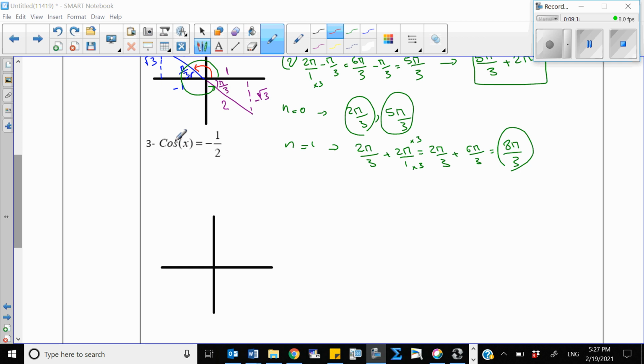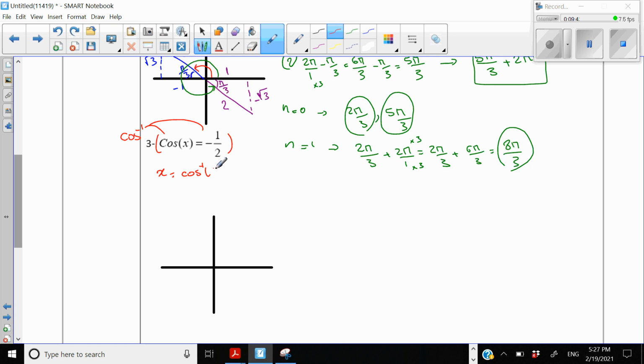Okay, so in this case, we have cosine of angle of something is equal to negative 1 over 2. So we're looking for x. To find x, I am going to take the inverse of both sides. So apply that. These two cancel each other, so I'm going to have x on one side and on the other side cosine inverse of negative 1 over 2. This is what we have.